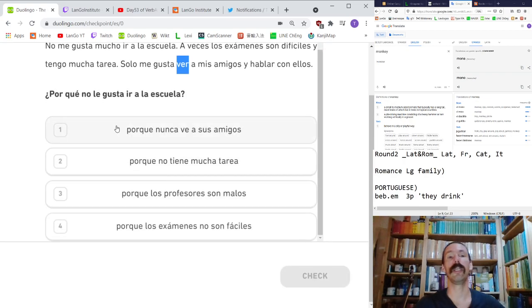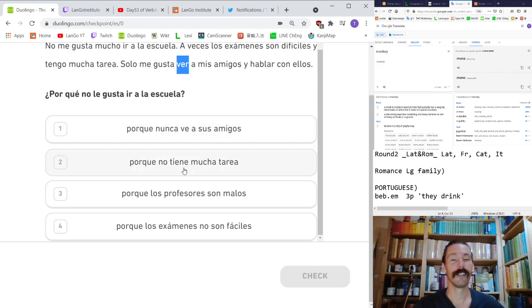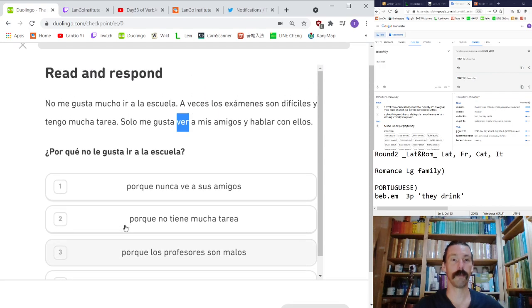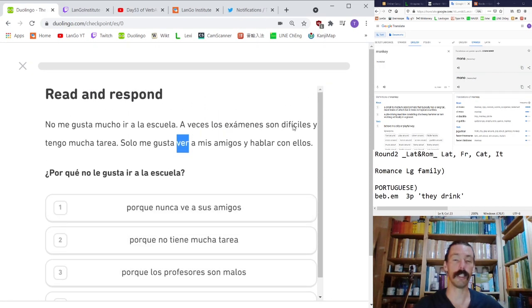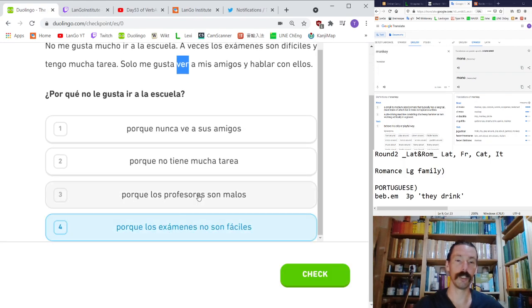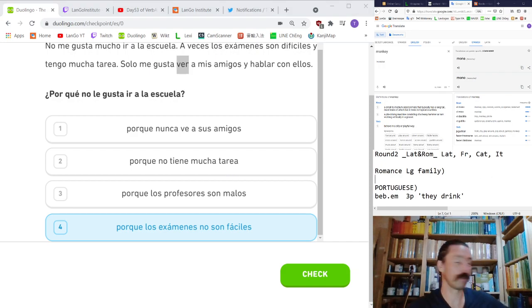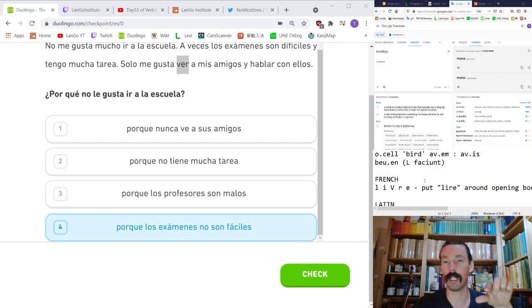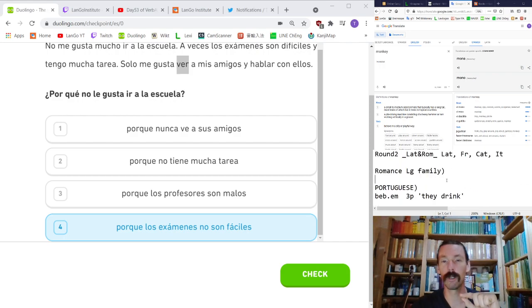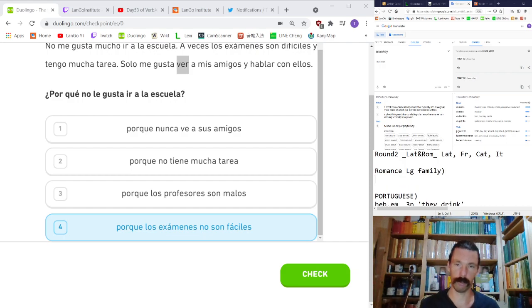¿Por qué no le gusta ir a la escuela? No tiene mucha tarea. ¿Por qué los exámenes no son fáciles? Yep, she said they were difíciles, difficult, which means they are no son fáciles. They are not easy. That's that. Here's that root from the Latin verb facere. F-A-C is the basic form. We've got these among many dozens of other derivatives.